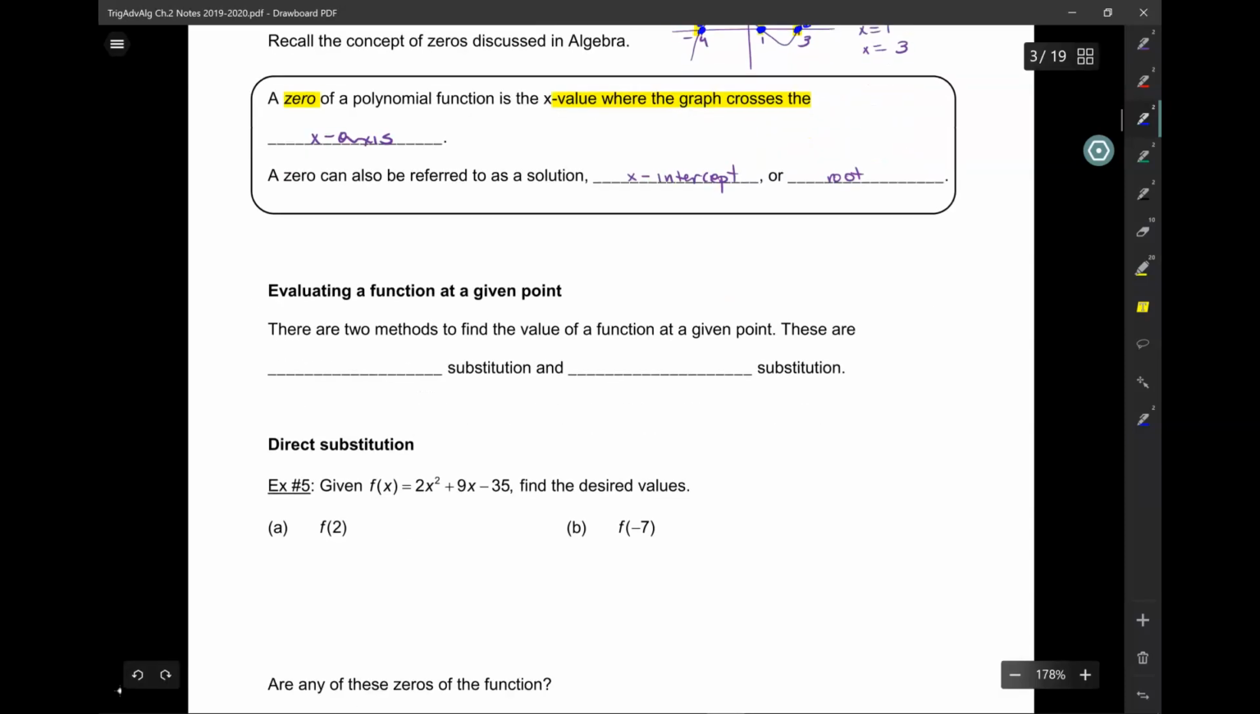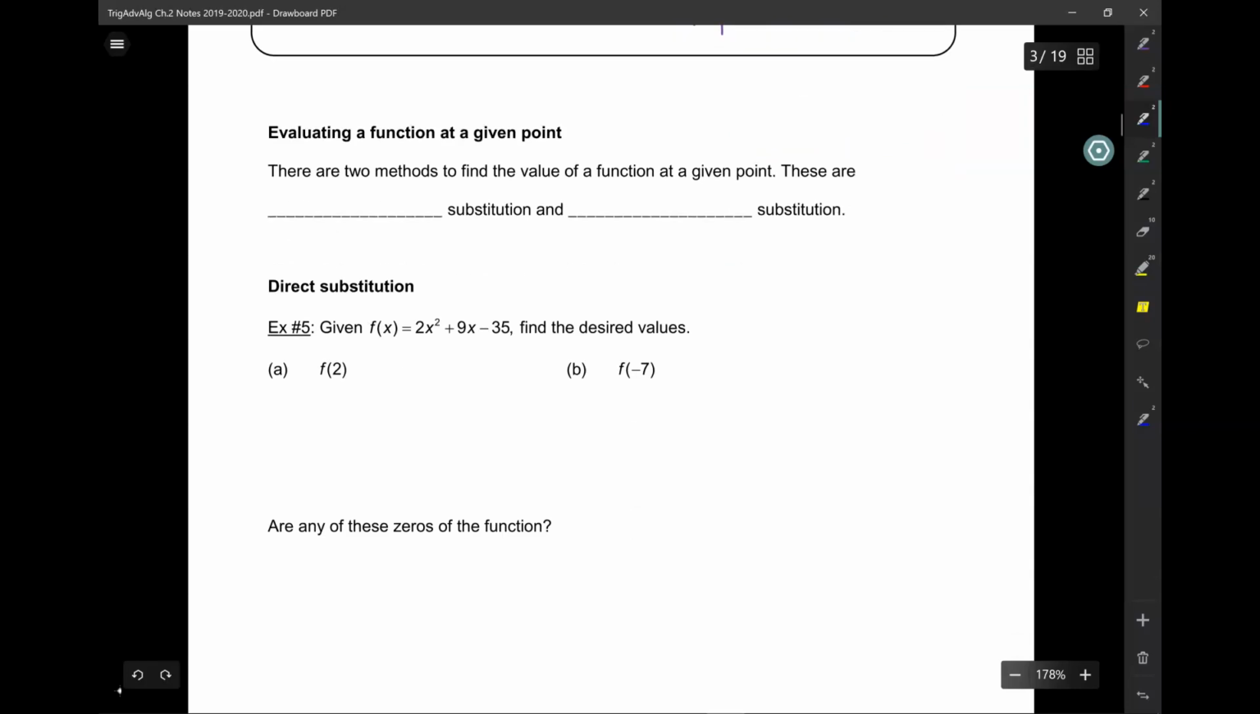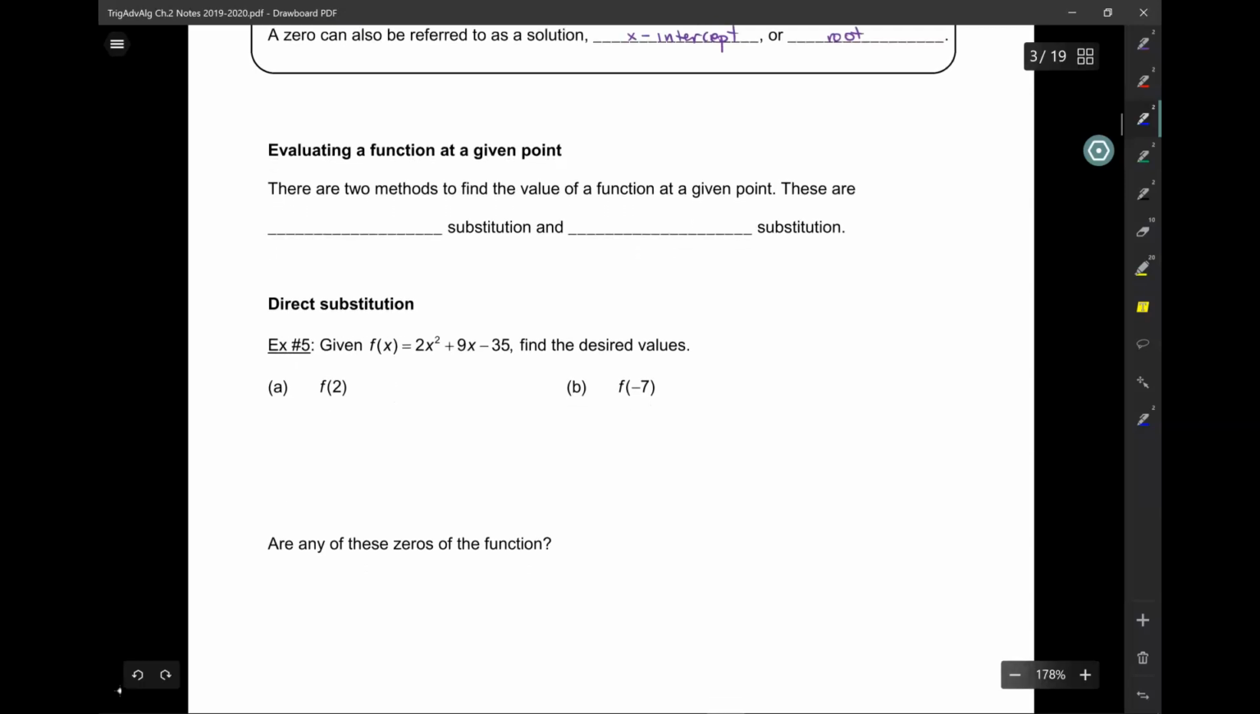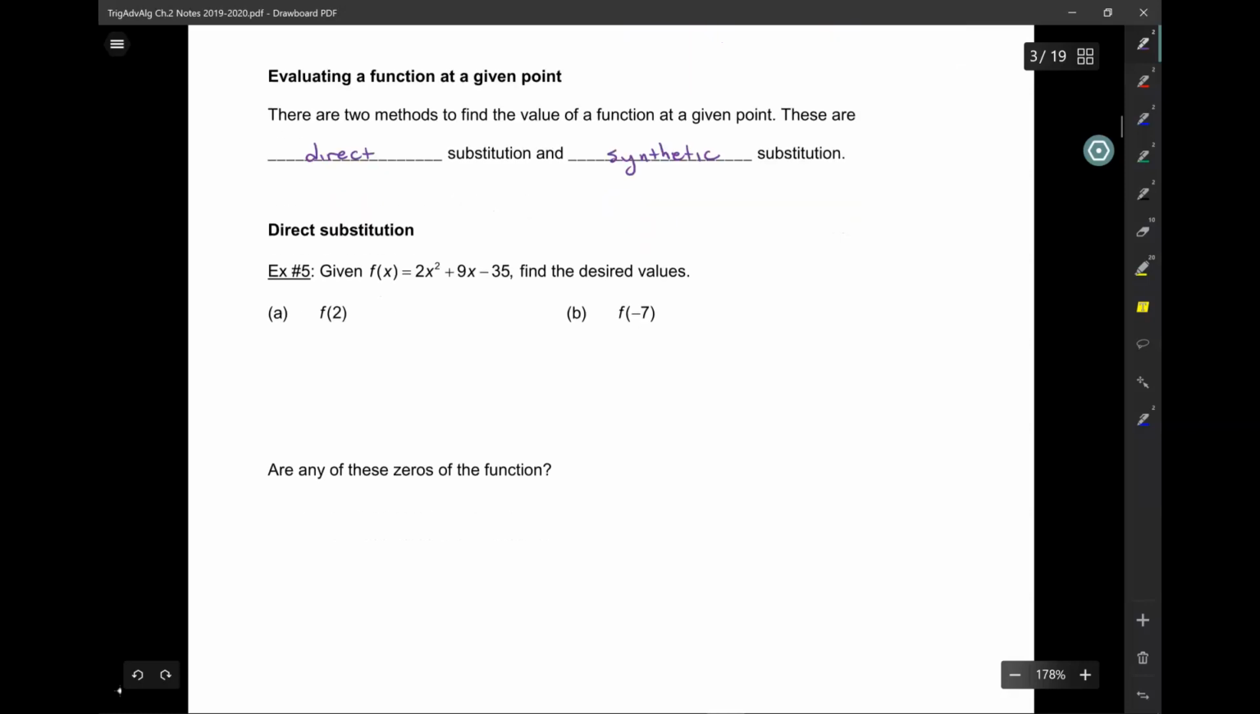Okay? Now, evaluating a function at a given point. Okay, there are two methods to find the value of a function at a given point. These are direct substitution and synthetic substitution. Okay, let's talk about direct substitution. You've probably seen this before.